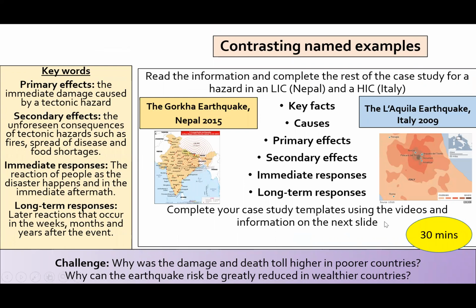If you get it done within the half an hour time, then I suggest you have a go at the challenge. So you say, why was the damage and death toll higher in poorer countries? And why can the earthquake risk be greatly reduced in wealthier countries, using what you've learned from here? So in case you didn't know, Nepal is the LIC, the low income country. Italy is the HIC, the high income country. So half an hour on that, please.